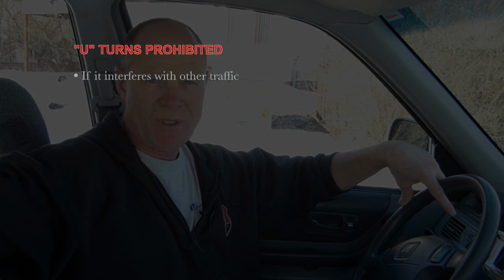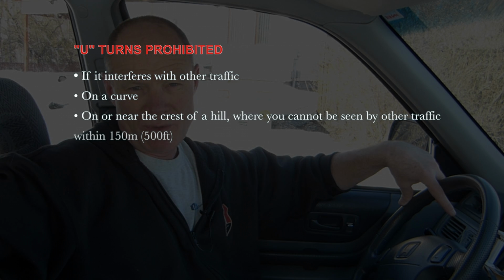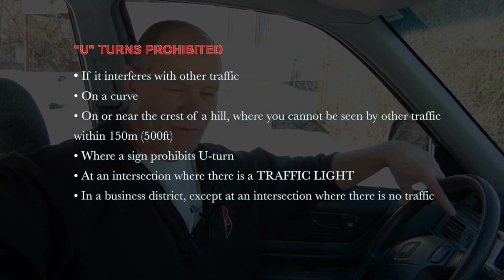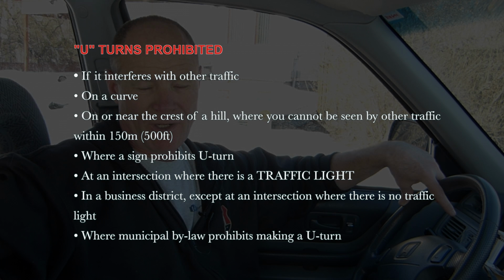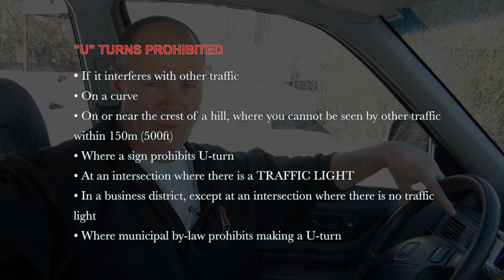And those prohibitions are: you can't do a U-turn at traffic lights, you can't do a U-turn on a curve, on a crest of a hill where you're not able to be seen for 150 meters or 500 feet, in business districts, except at intersections where there aren't traffic lights, where signs prohibit U-turns, and when municipal law as well prohibits U-turns. So there's a lot of regulations that prohibit U-turns, and thus they are not part of the driving culture here in British Columbia.